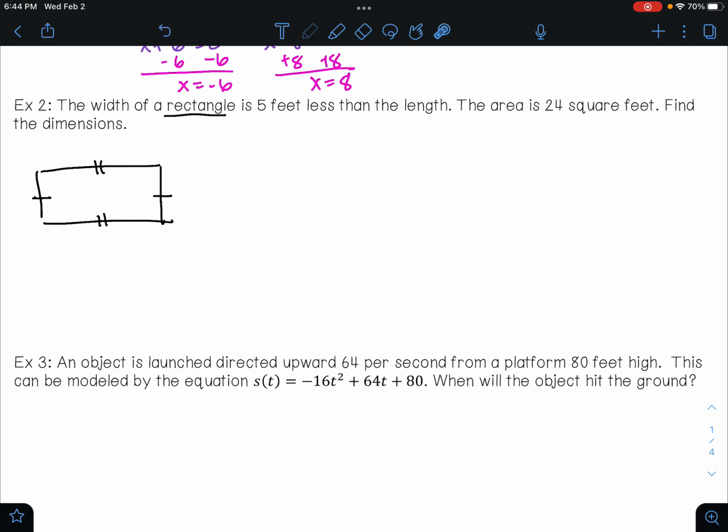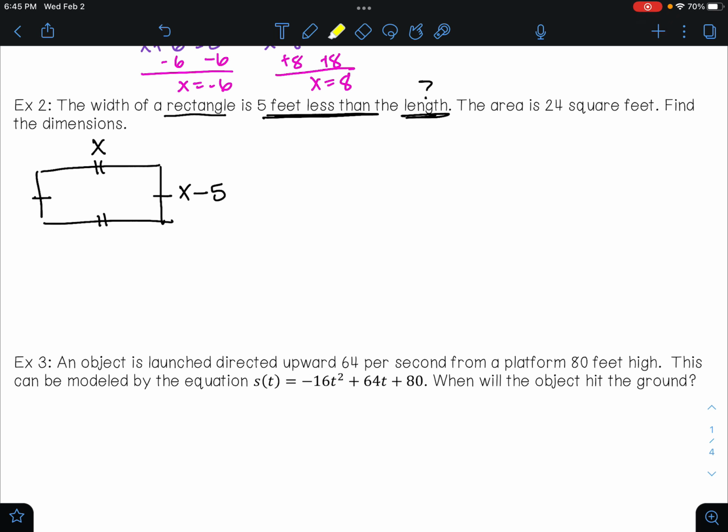So let's go back to what it says in the problem. The width of a rectangle is 5 feet less than the length. I don't know what the length is. So because I don't know what the length is, I'm going to go ahead and call that x. If the width is 5 feet less than the length, then it's the length of the side minus 5. Right? So for example, if this was 20 and this was 5 feet less, then this would be 20 minus 5. So you'd have 20 and 15. So that's what that's saying.